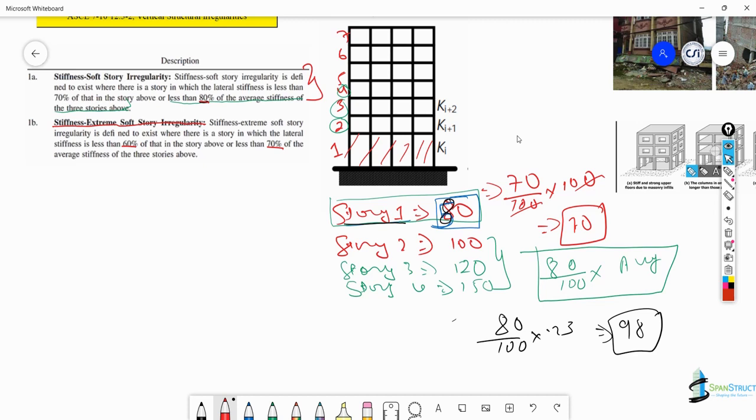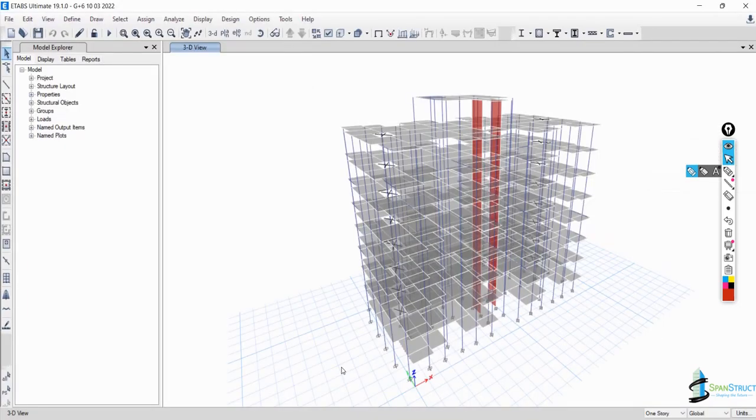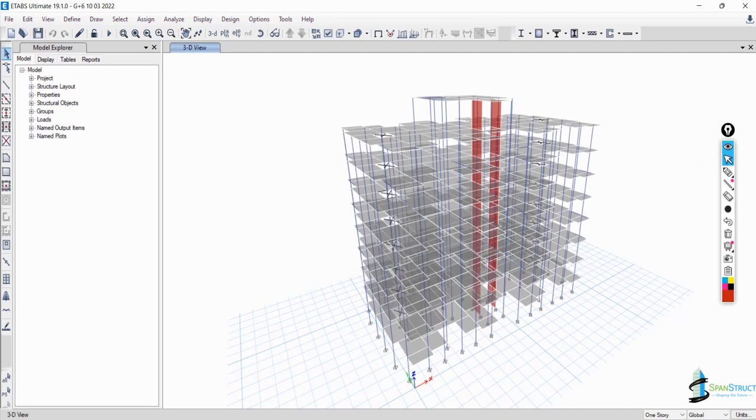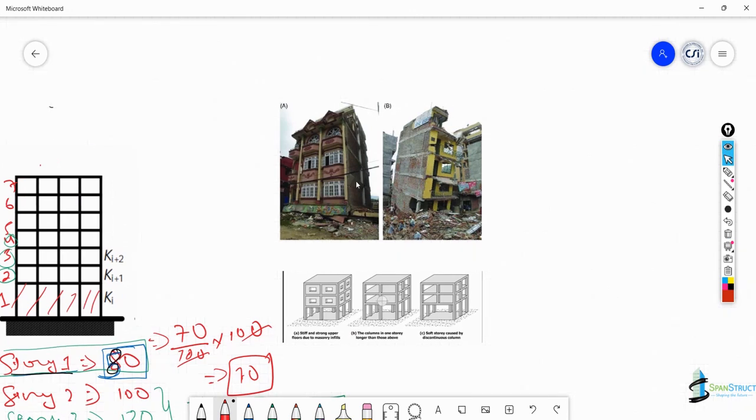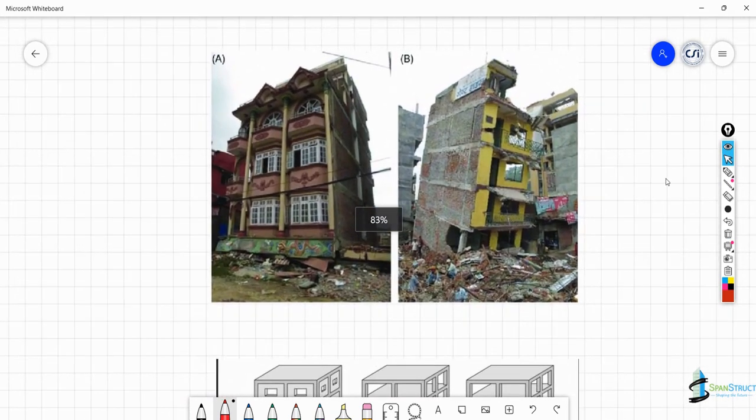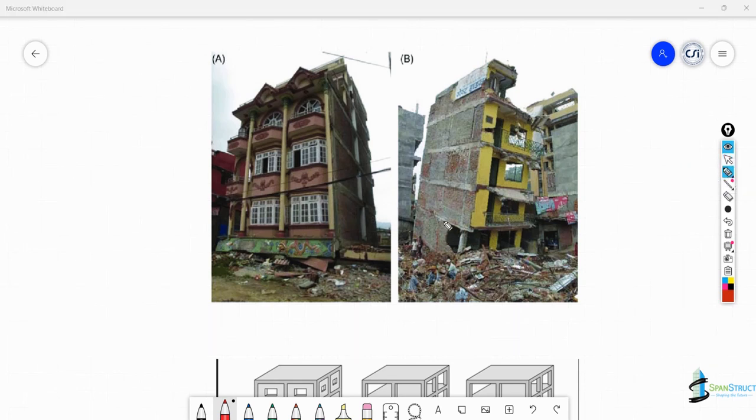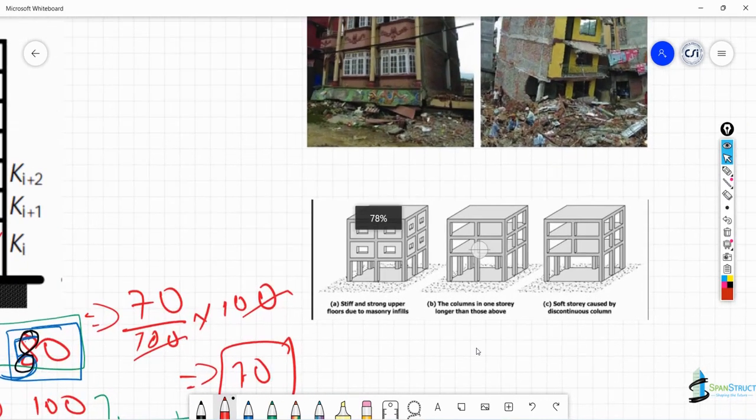Now we will apply this theory in our ETABS model, and look at whether our story is becoming a soft story or an extreme soft story. When it becomes an extreme soft story, it is very dangerous for our building. You can look at the consequence of the extreme soft story. When there is an extreme soft story, your structure may fail in the time of an earthquake. When the stiffness of the lower story is very much less compared to the stories above, as you can see, that story may fail here. Now you can look at the cases where a story becomes a soft story.